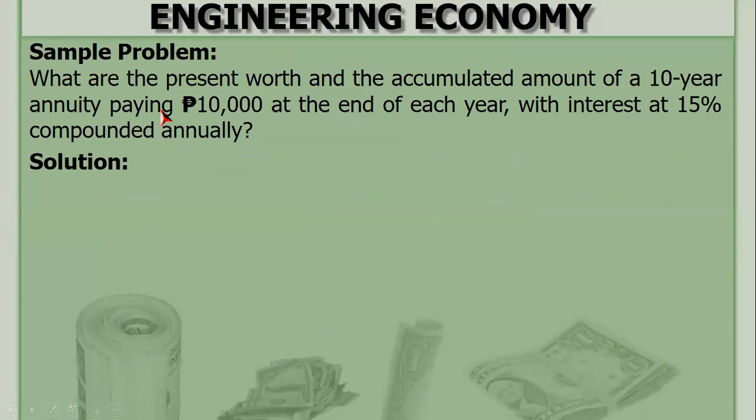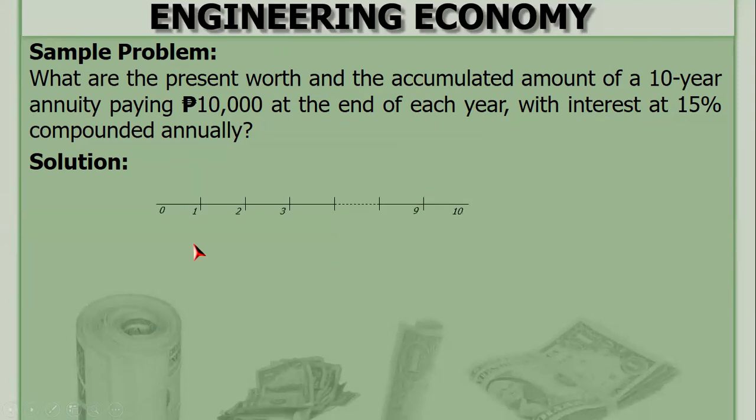Let us solve this problem. What are the present worth and the accumulated amount of a 10-year annuity paying 10,000 pesos at the end of each year with interest at 15% compounded annually? Okay. Ang periodic payment na 10,000 at the end of each year is consistent with the rate of interest, 15% compounded annually.